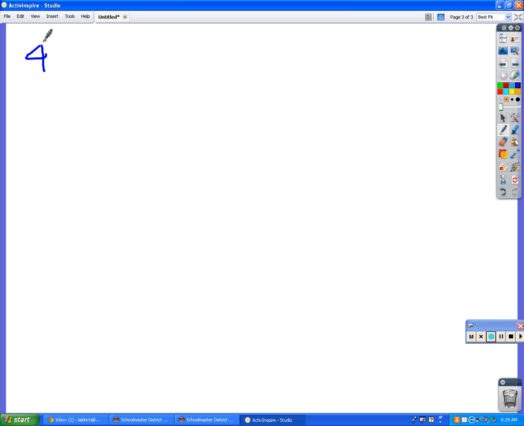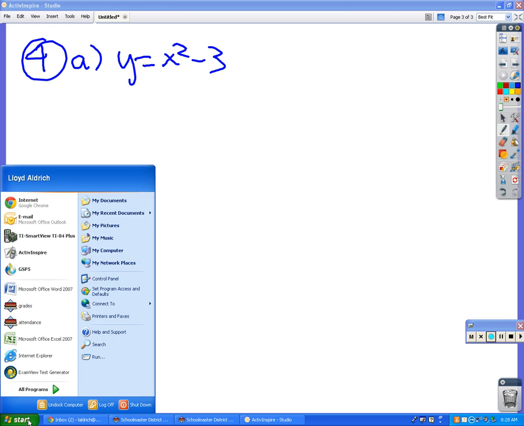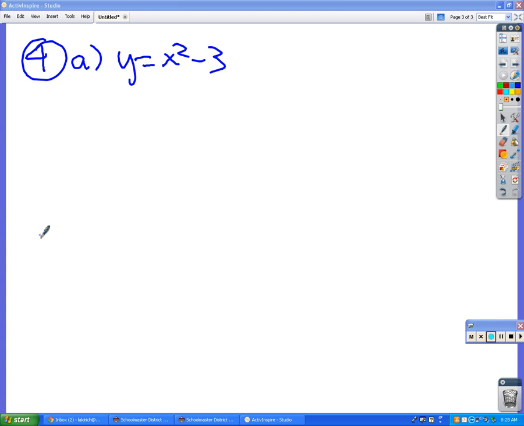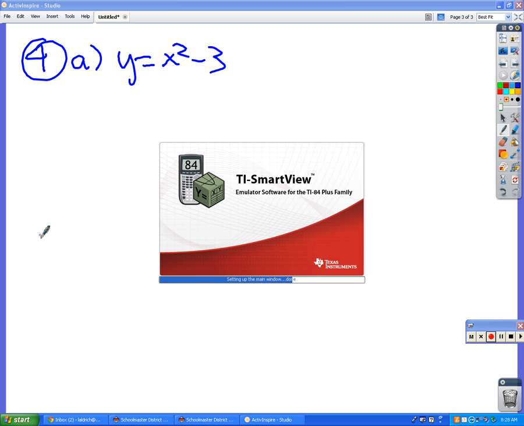Okay, number 4. You guys still continue to panic a little bit about domain. For at least the 5th or 6th time, the only thing you need to worry about in terms of domain is dividing by 0 and taking square roots of negative numbers. Those are the two things in math that you cannot do.